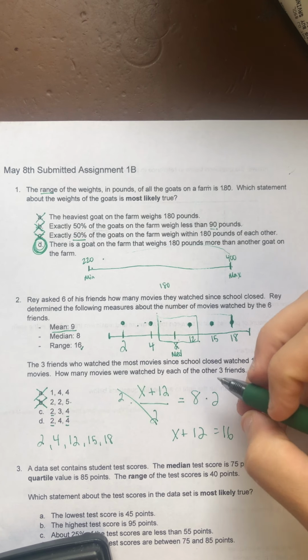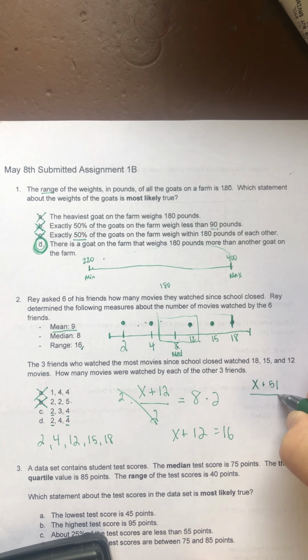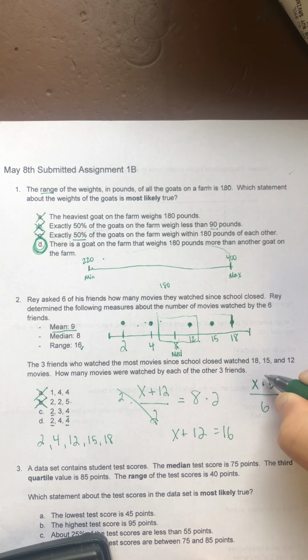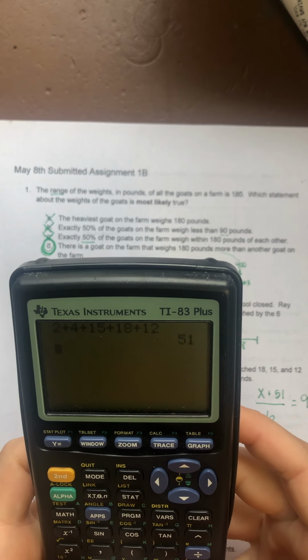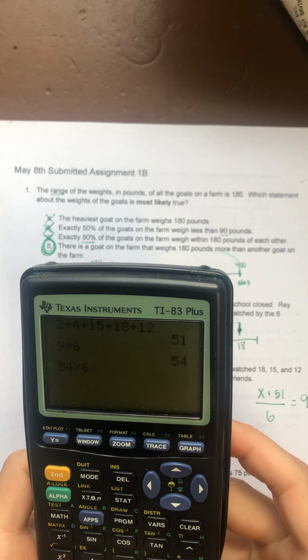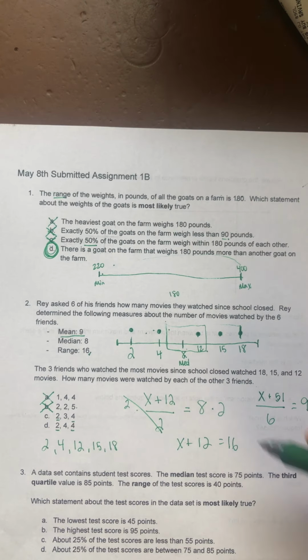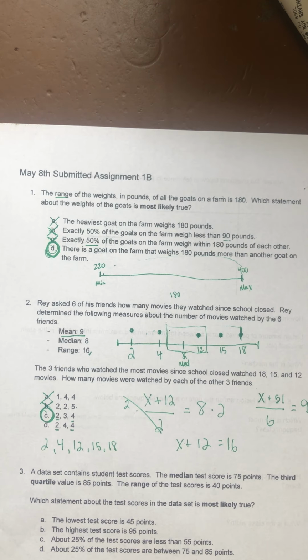So I have to add something to 51. When I do, I'm going to divide by 6, because that will give me a total of 6, and that's going to have to give me a 9. What divided by 6 gives me 9? Well, we're going to do the opposite. 9 times 6 is 54. So that means 54 divided by 6 would give me 9, which means x has to be 3, which means it would have to be letter C.